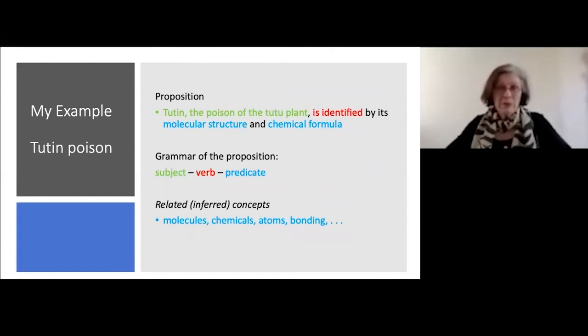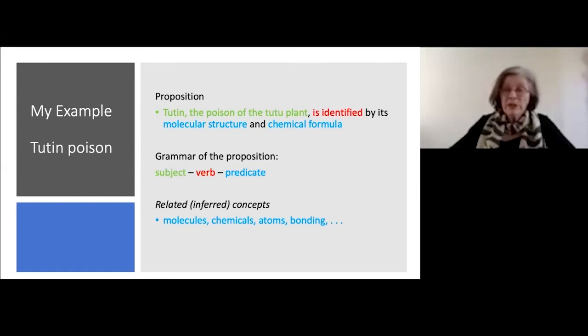Now, here is my example. I'll talk about the proposition with my tutu poison example. The teacher, the designer, writes the proposition in deciding what it is about the topic you want your students to know. What I want my year 10 chemistry students to know is this: that tutin, the poison of the tutu plant, is identified by its molecular structure and chemical formula. So it's the molecular structure and the chemical formula which are the concepts I want my students to understand. You can see there the grammar of the proposition linking the topic to the subject concepts. As well as those key concepts, I will of course develop inferred or related concepts just to build the meaning more. So I'll be talking about atoms and bonding and everything connected to the key concepts of molecular structure and chemical formula.